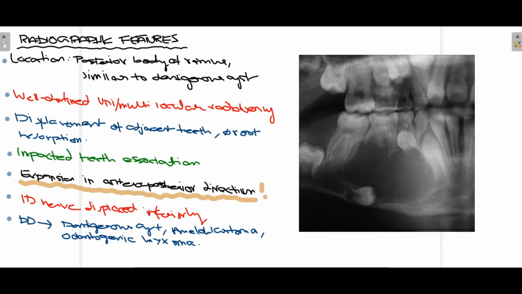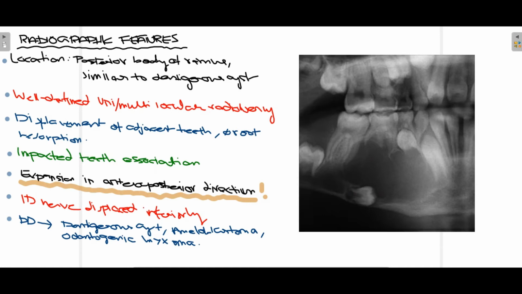Now, one important feature that distinguishes OKC from other cysts is the expansion pattern of OKC in this radiograph, which you can see. The expansion pattern of most cysts is in a unicentric ballooning pattern, which is expanding in all directions equally. But when you talk about OKC, the expansion pattern is in the anterior posterior direction. In this direction, it expands in anterior direction and posterior direction, but not in other directions. Whereas other cysts, they expand in all directions equally.